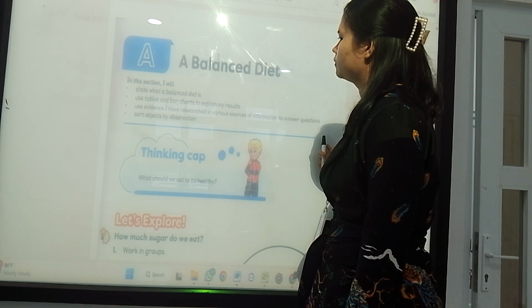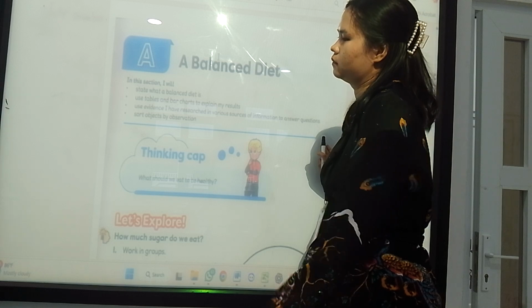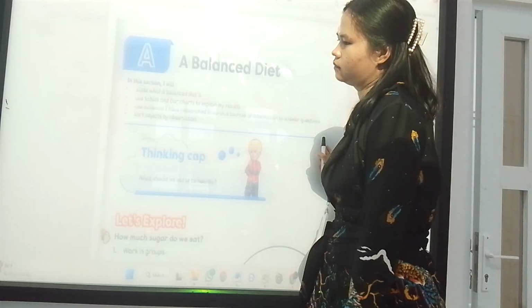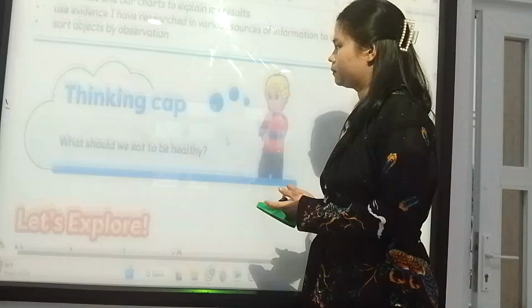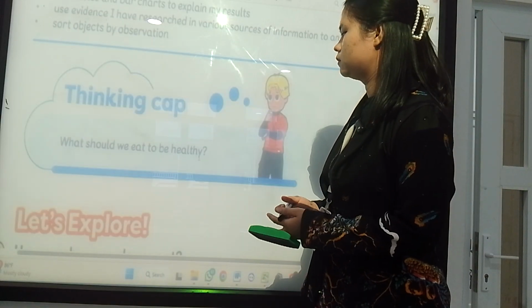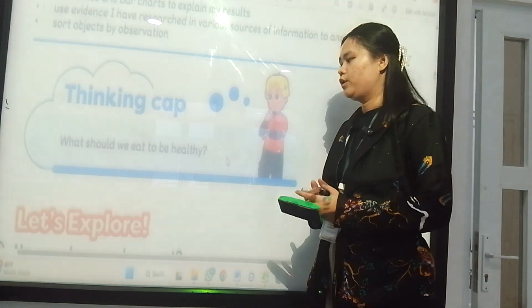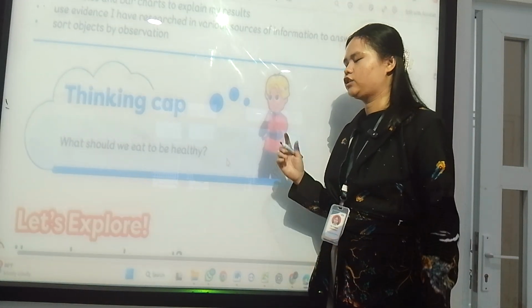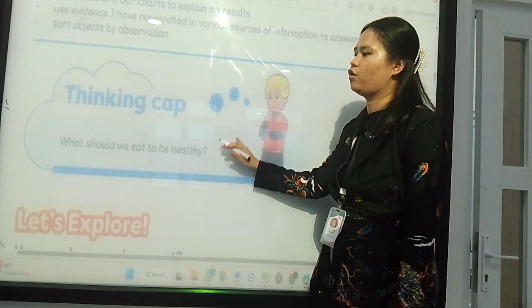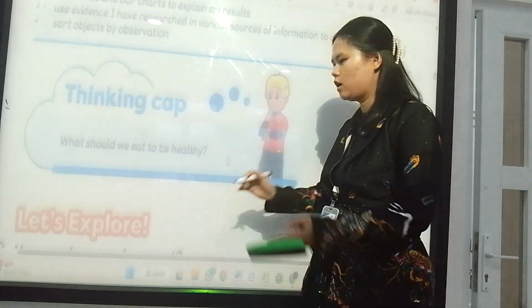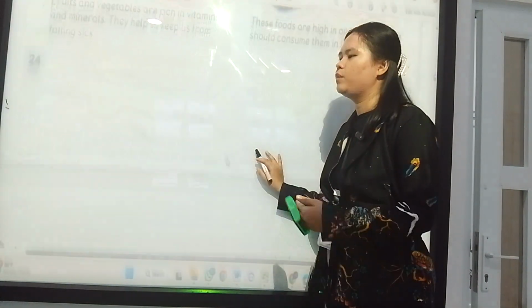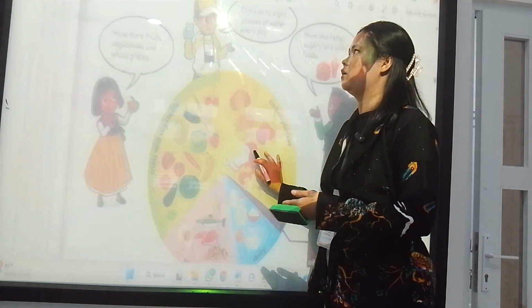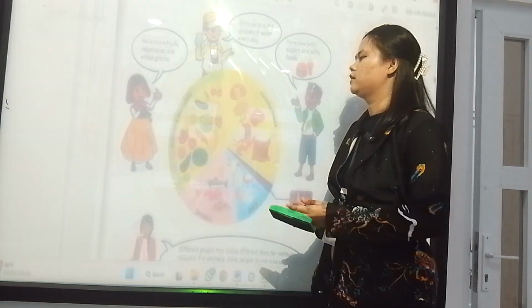A balanced diet. So could you explain what kind of things our body needs to have a balanced diet? Okay, it matches with this thinking cap: what should we eat to be healthy? Actually, we have a picture of a plate at the bottom of the page. A balanced diet means you have a meal proportion that suits your weight, something like that.